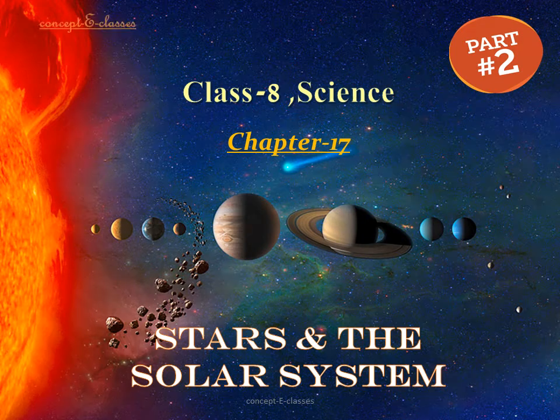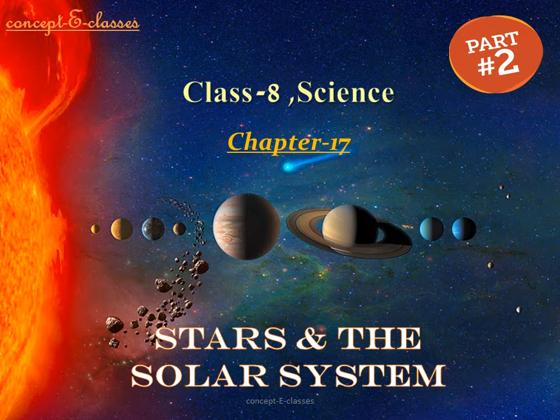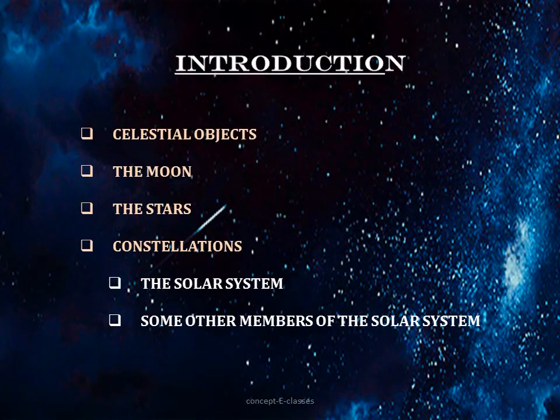This is Concept E classes, and today we'll deal with part 2 of chapter 17 in class 8 science, stars and the solar system. So in part 1 we saw what are celestial objects. We studied about moon, the phases of moon and the surface of the moon. Then we also studied about stars and then about constellations, and we mainly discussed 4 constellations: the Big Dipper, the Hunter, the Cassiopeia and Leo Major.